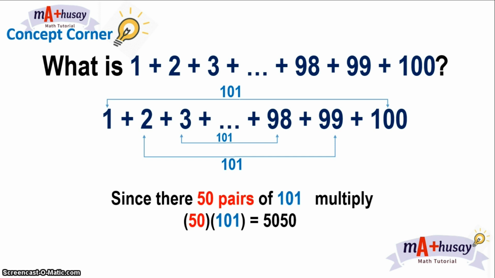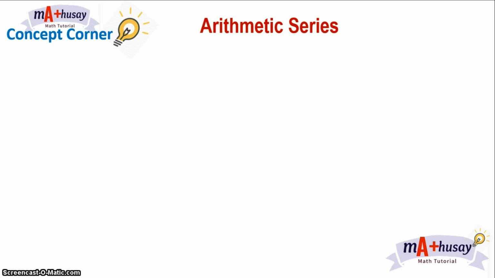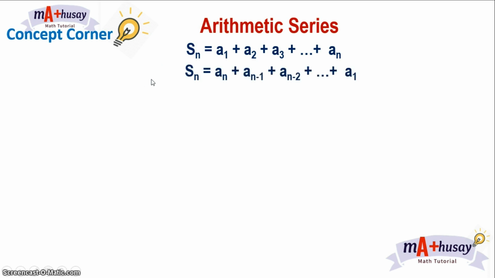Now, we will use the same technique in deriving the formula of an arithmetic series. Let's denote the sum of the first n terms of an arithmetic sequence, a sub 1 plus a sub 2 plus a sub 3 plus up to a sub n, as s sub n. We can rewrite the sum in reverse order, that is s sub n equals the last term, which is a sub n, plus a sub n minus 1 plus a sub n minus 2 up to the first term.